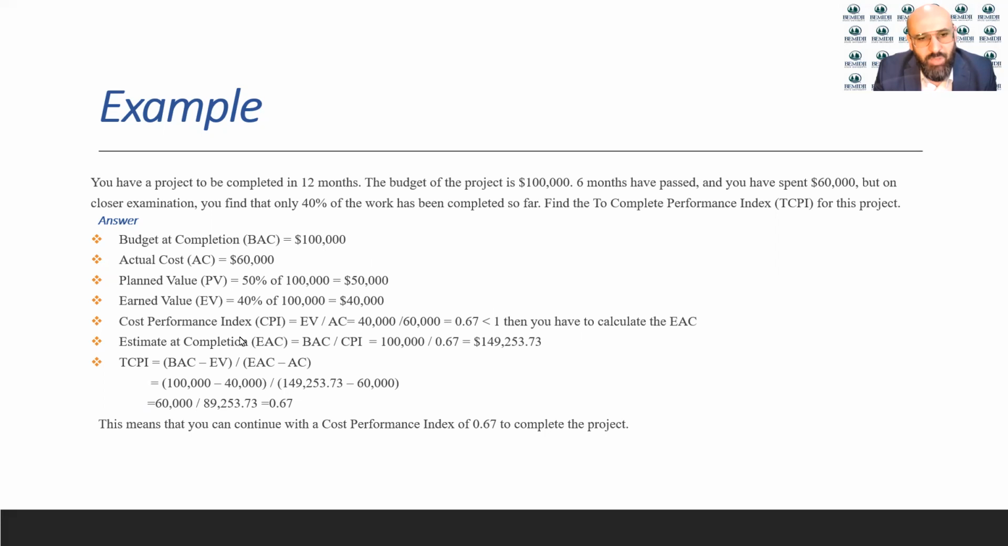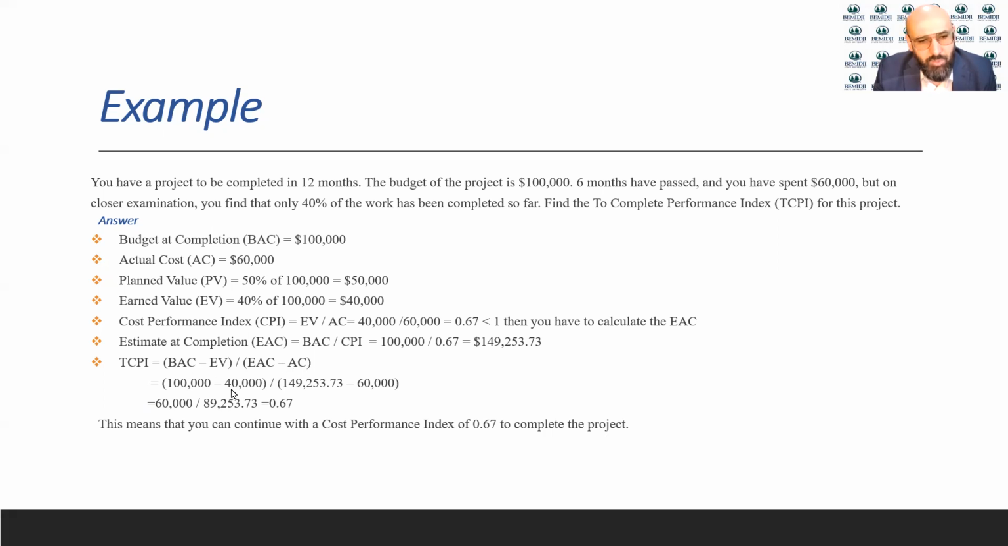So the decision that we have to make is to calculate a new budget based on this CPI. The estimate at completion would be the BAC, the initial budget for the project, divided by the CPI. So that would be 100,000 divided by 0.67, which will give you $149,253.